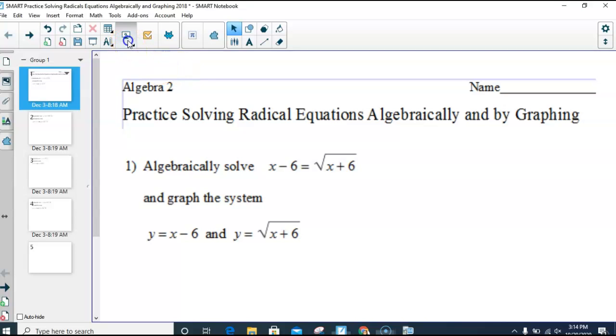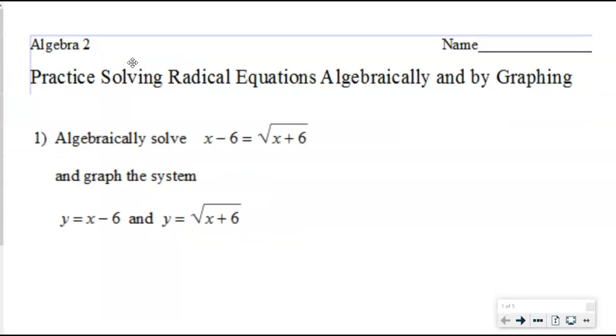Hey guys, so this worksheet is putting the last two thoughts together. We're going to be solving a radical equation through algebraic methods, and then we're going to graph them using our technology so we can check that our answer is correct and that we don't have any sneaky extraneous solutions. So on your worksheet there are 4 questions. I am going to do the first one with you, and then the rest are for you to finish.